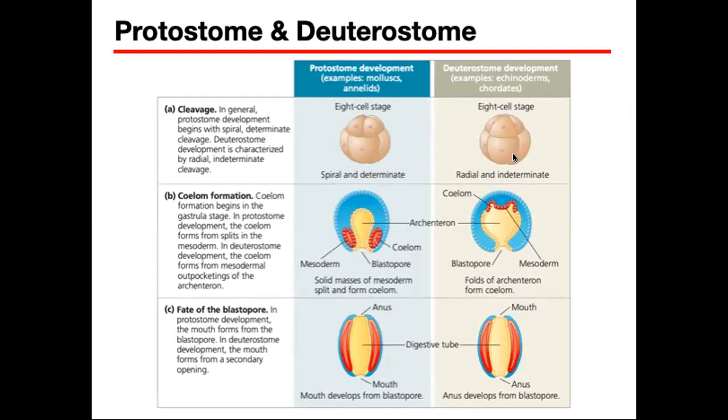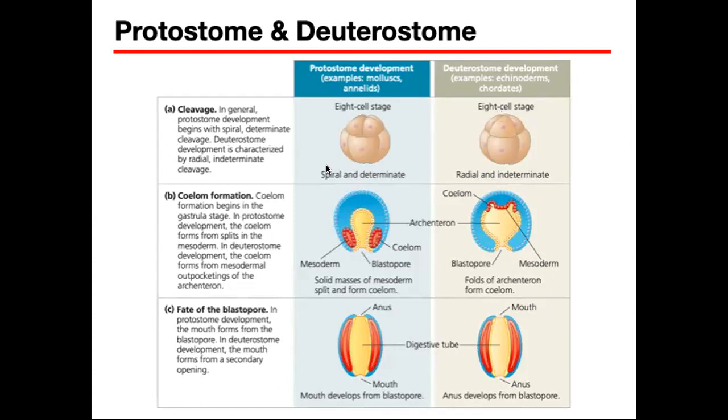If you compare this with deuterostomes, the cells in the upper quadrant are positioned exactly on top of the cells below. Okay? It's an example of radial and indeterminate. Radial because it has radial symmetry, no? If you cut it like a pizza from the topmost portion, you will get equal parts.